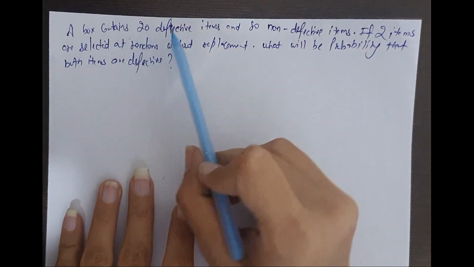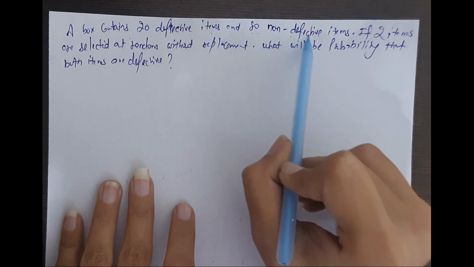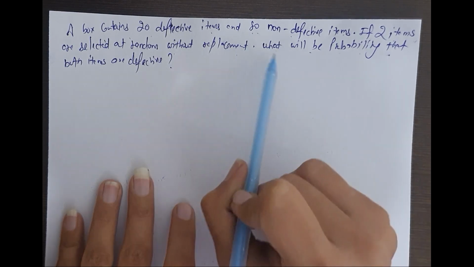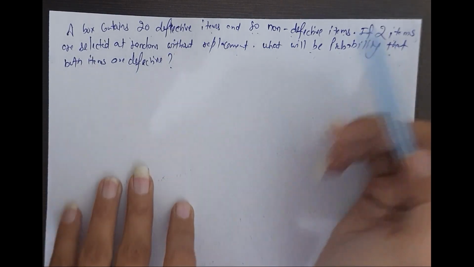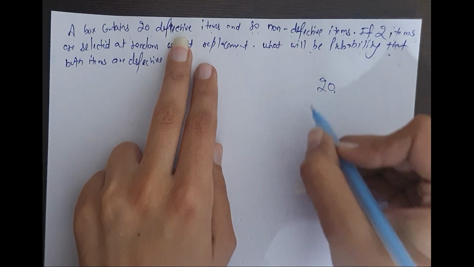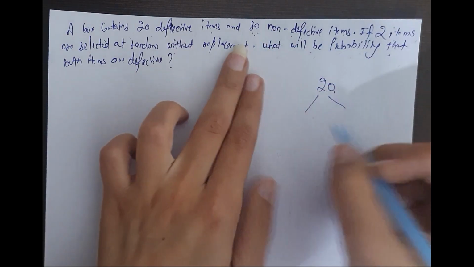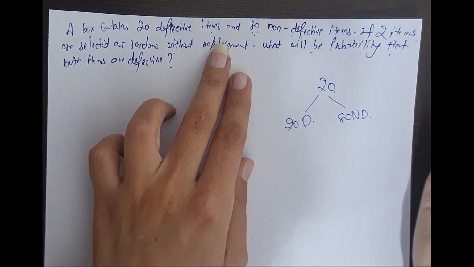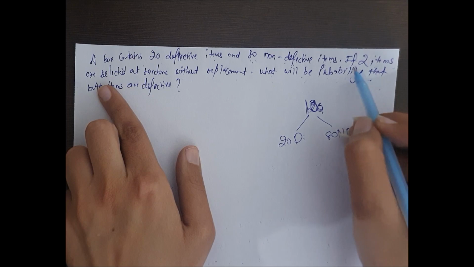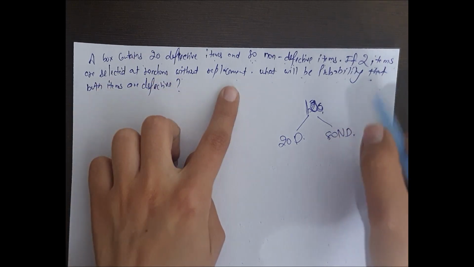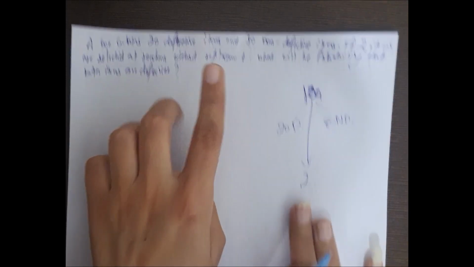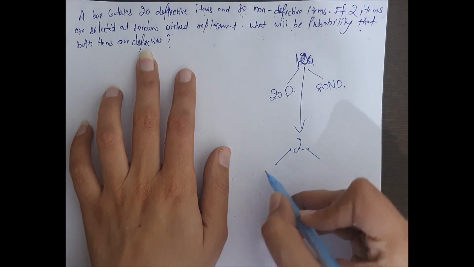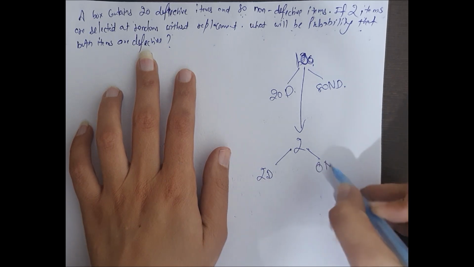Another question: a box contains 20 defective items and 80 non-defective items. If 2 items are selected at random without replacement, what will be the probability that both items are defective? It means that the total number of items is 100. That both are defective means that 0 non-defective items are selected.